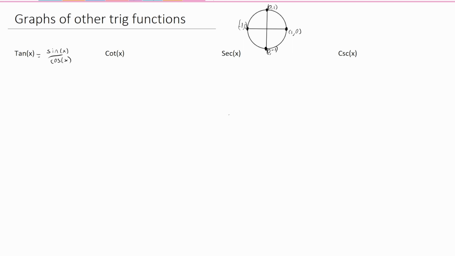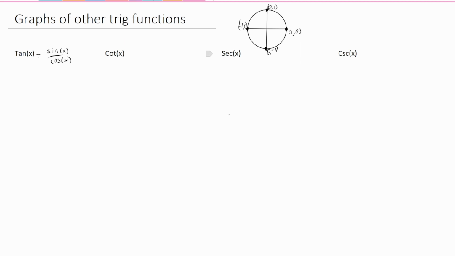Tangent, however, because it's divided by cosine, and we have the rule that you can't divide by 0, every time cosine is 0, our graph is going to be undefined. So, since our graph is going to be undefined everywhere that cosine is 0, this is going to occur, if we look at the unit circle, anytime we are at either 90 degrees or 270 degrees, or in radians, pi over 2 or 3 pi over 2.